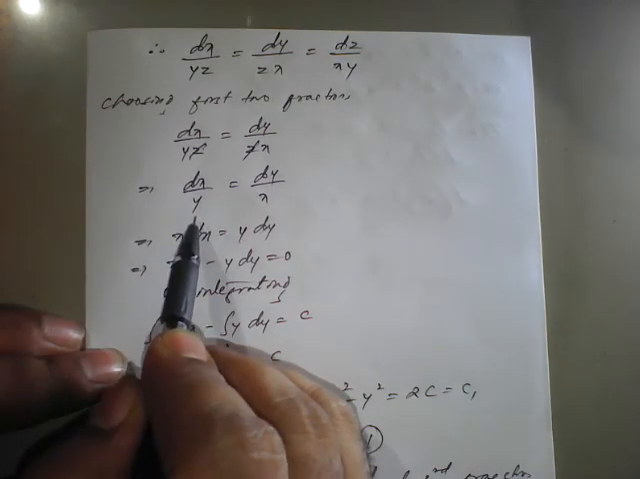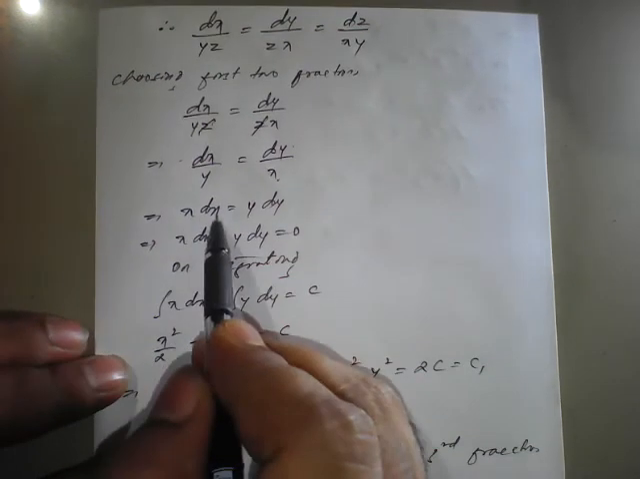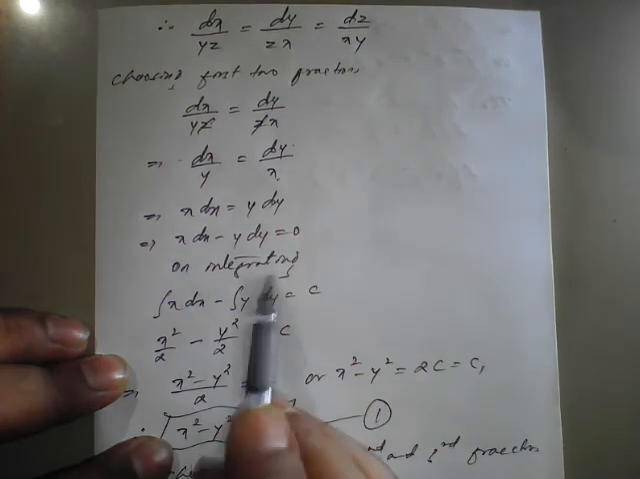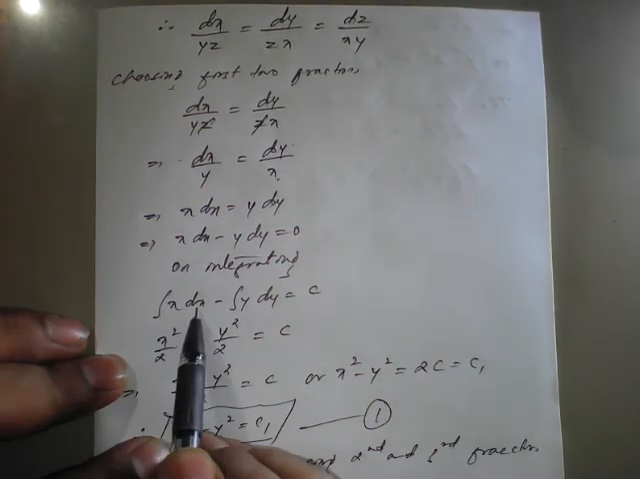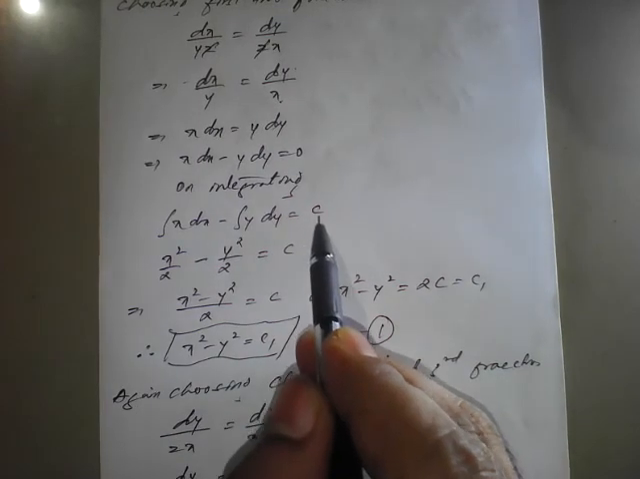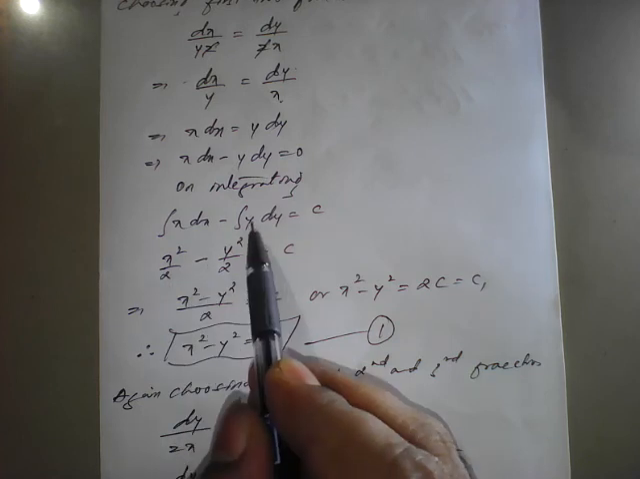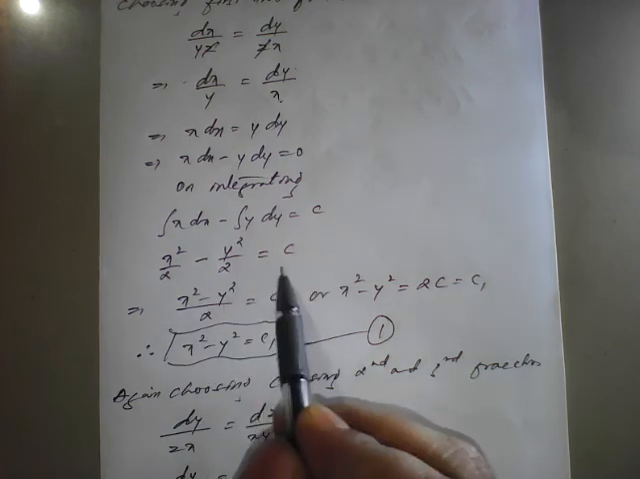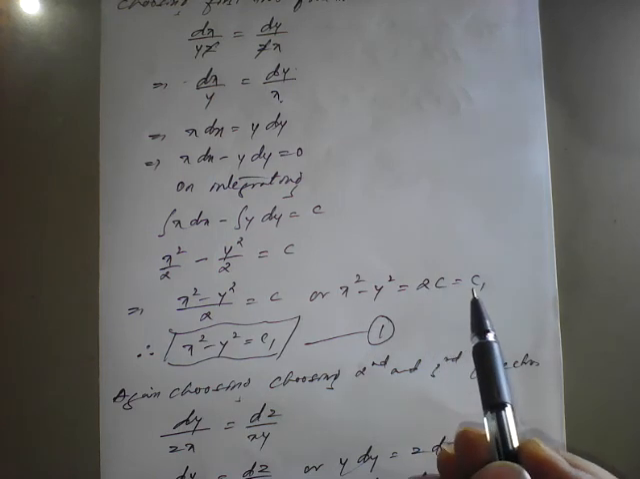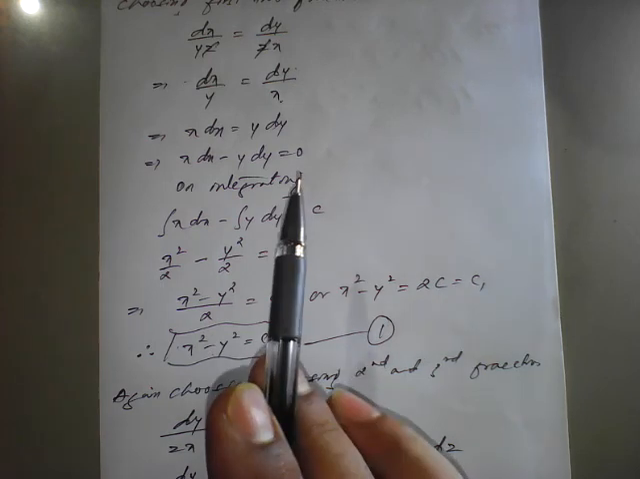So left dx upon y, and here dy upon x. Cross multiply, so it will be x dx is equal to y dy. Take everything inside to one side, equal to 0. So on integrating, integration of x dx minus integration of y dy is equal to an integrating constant, which we have to introduce here. So integration of x is x square by 2, minus integration of y is y square upon 2, is equal to c. Take the LCM, cross multiply, it will be 2c, or 2c we will consider as c1, which is a constant. So therefore we got the solution from the first two pairs.